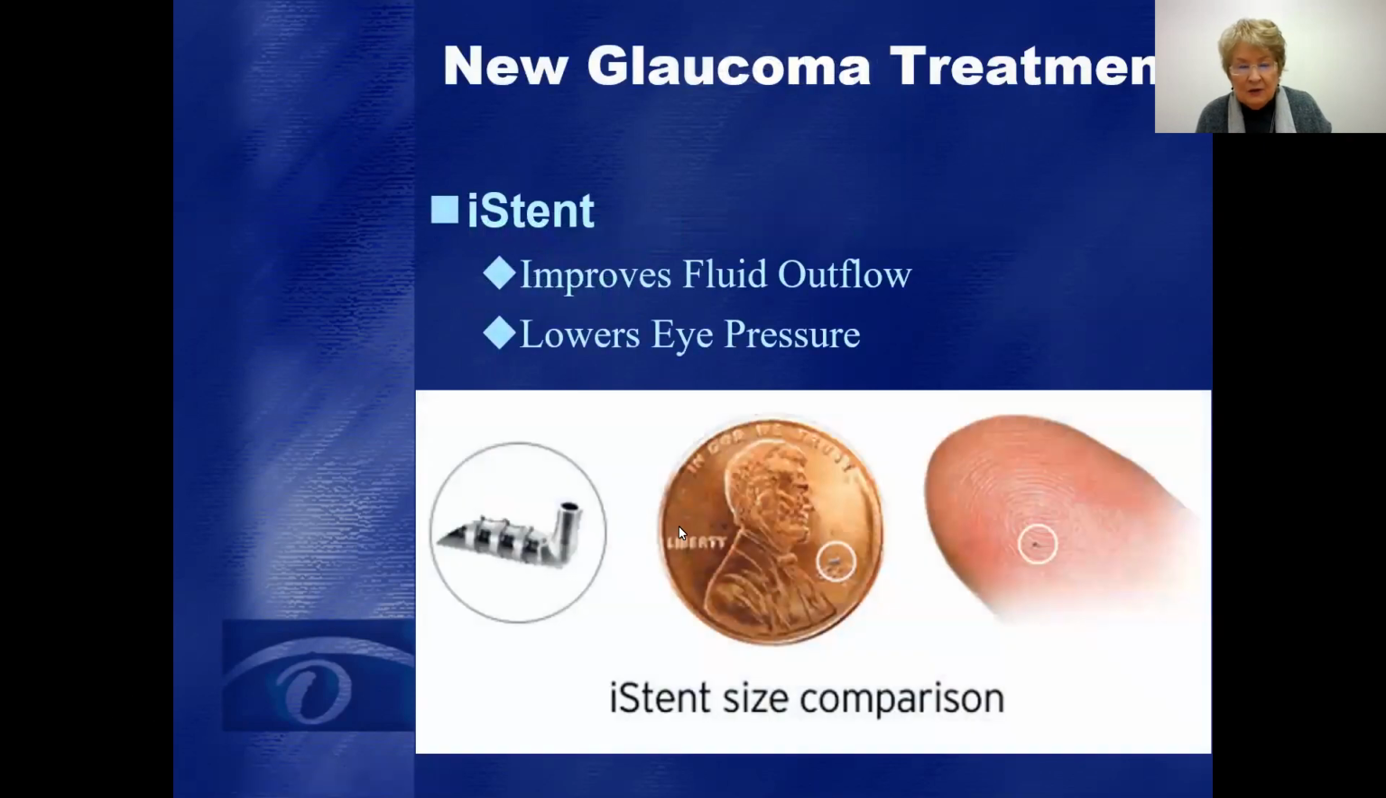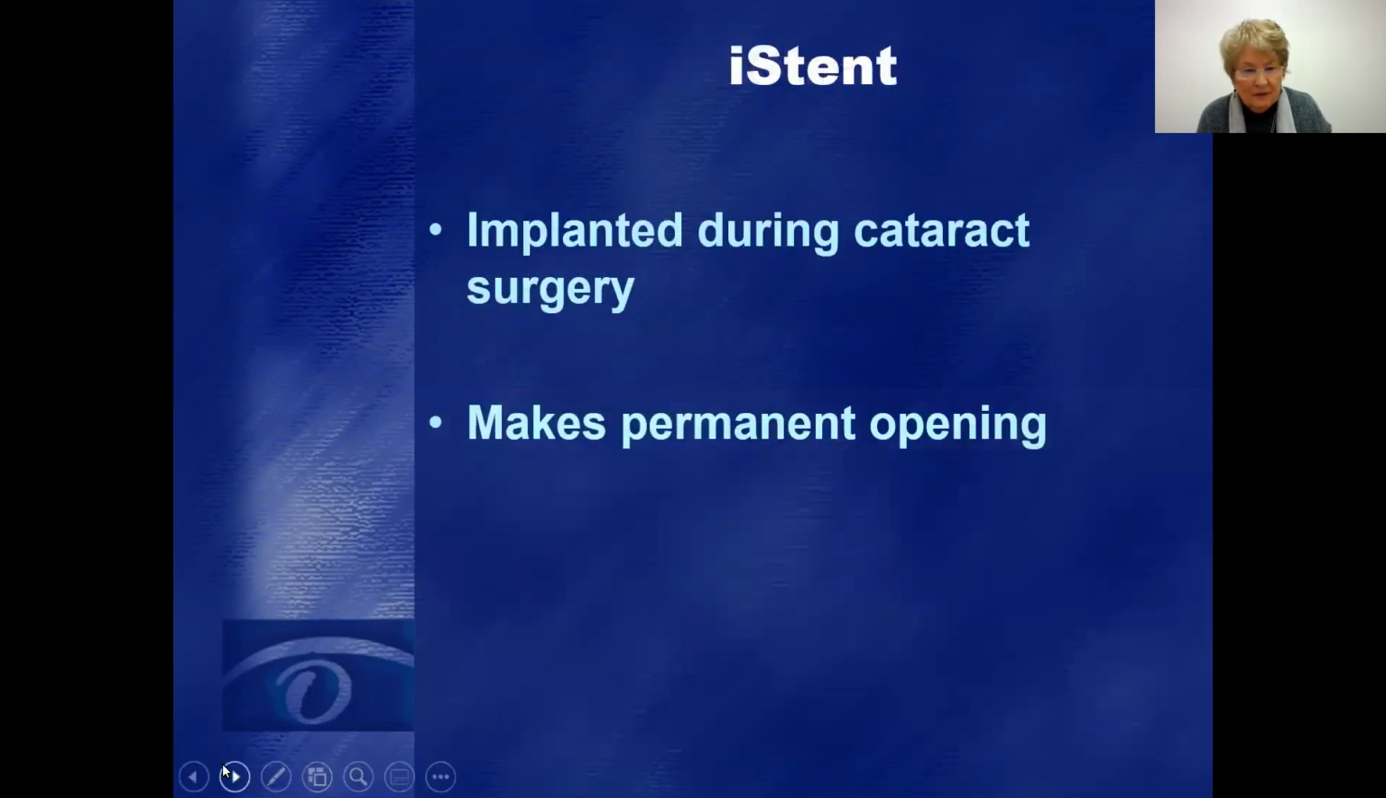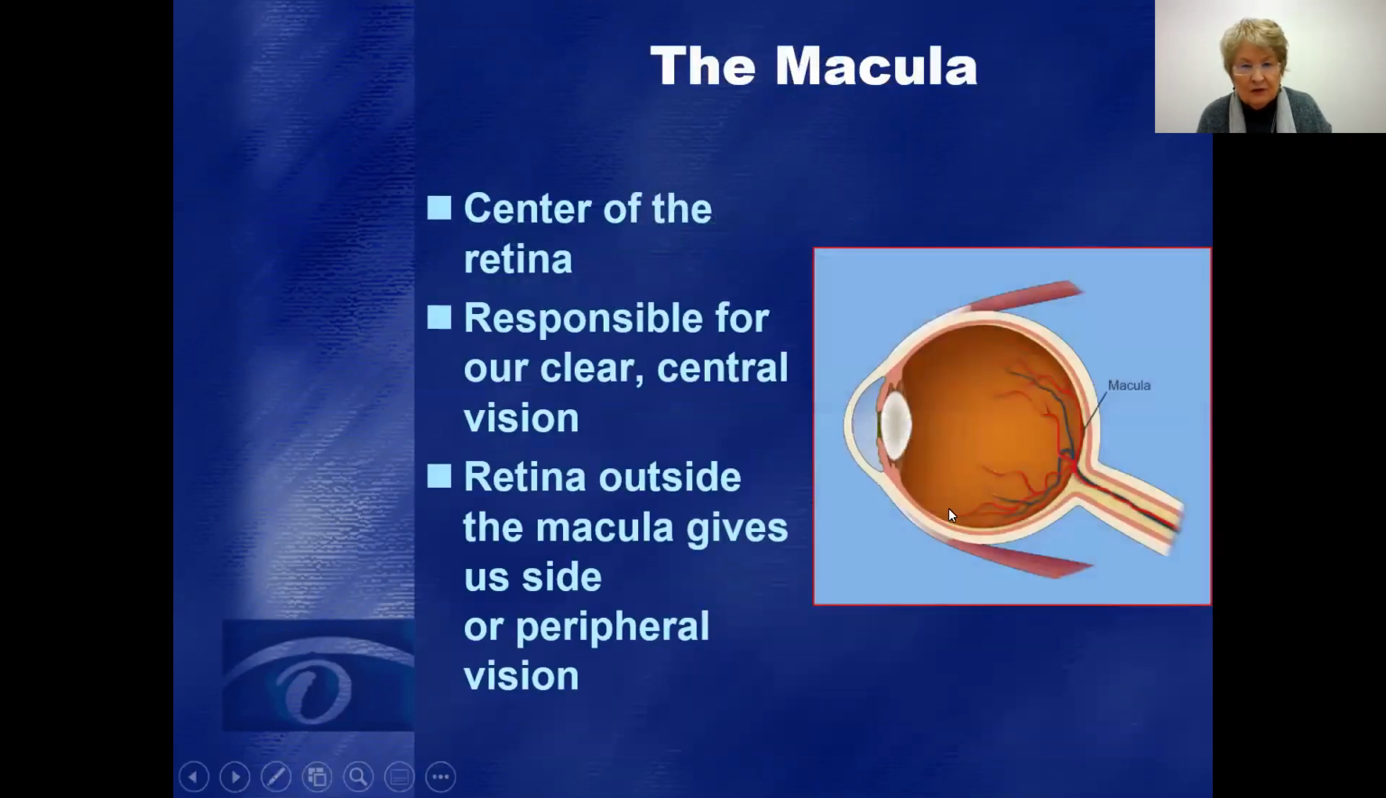So again, let's talk about macular degeneration. So again, as we said, the macula, the center of the retina, is responsible for our clear vision, our central vision, and our color vision. As we said, all the rest of the retina is responsible for our side or peripheral vision.